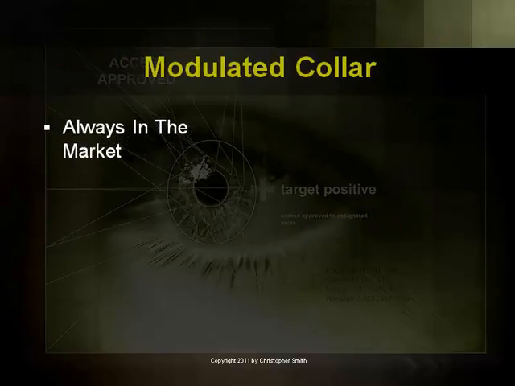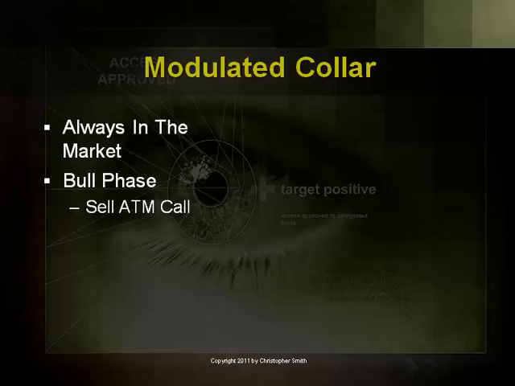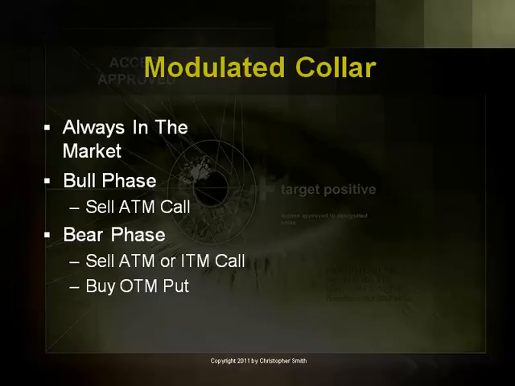Now this is the same test, but we're going to use what I called a modulated collar. And the rules again are we're always in the market. In the bull phase, we're going to sell an at the money call, but in the bear phase, what we're going to do is we're going to shift to basically a collar by selling either an at the money or in the money call option, and then buying an out of the money put option.